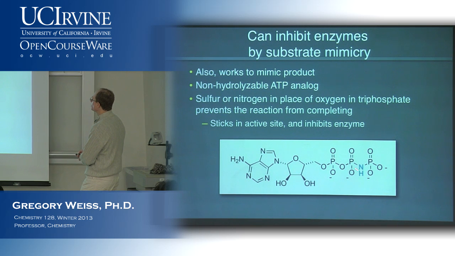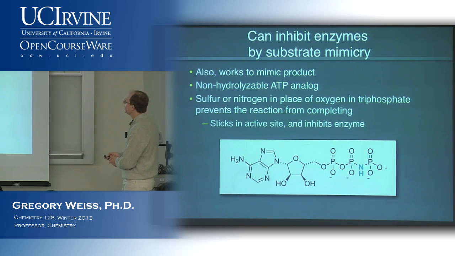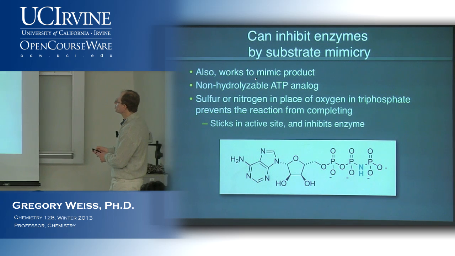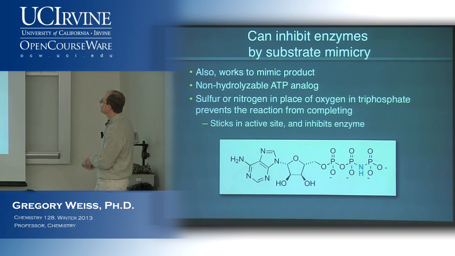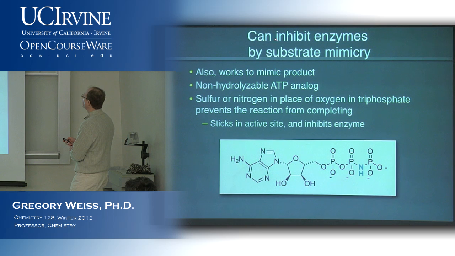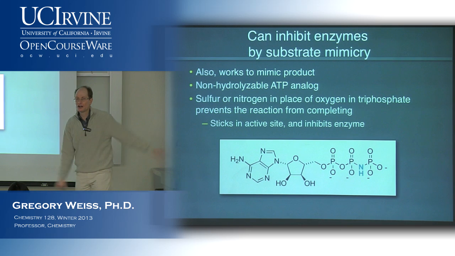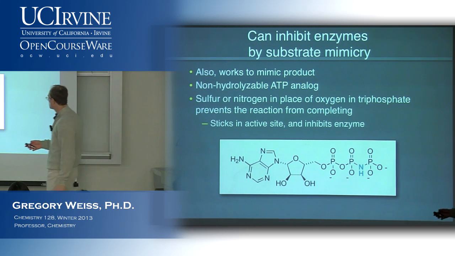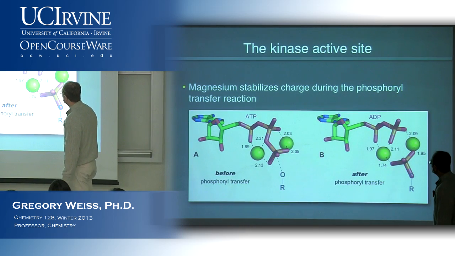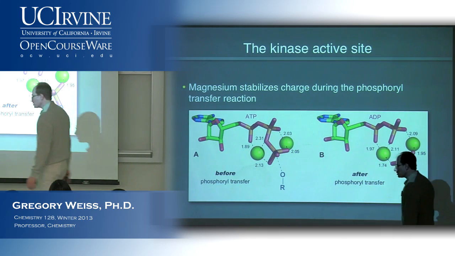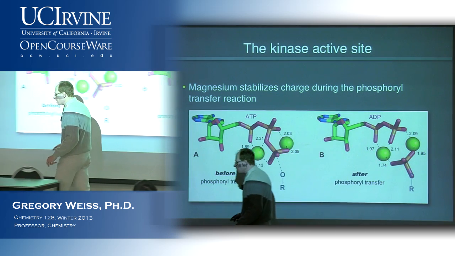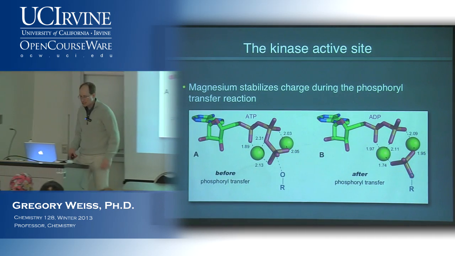So I have shown you the nitrogen, but you could do that as well. And again, it sticks in the active site and inhibits the enzyme. This approach also works if you mimic the product. And a large number of enzyme inhibitors pursue one of those two approaches, either mimicking the substrate, as shown here, or mimicking the product. Either approach works great. So let's zoom in. I showed you the structure, the bilobe structure of kinase. Let's zoom in and take a look at its active site.